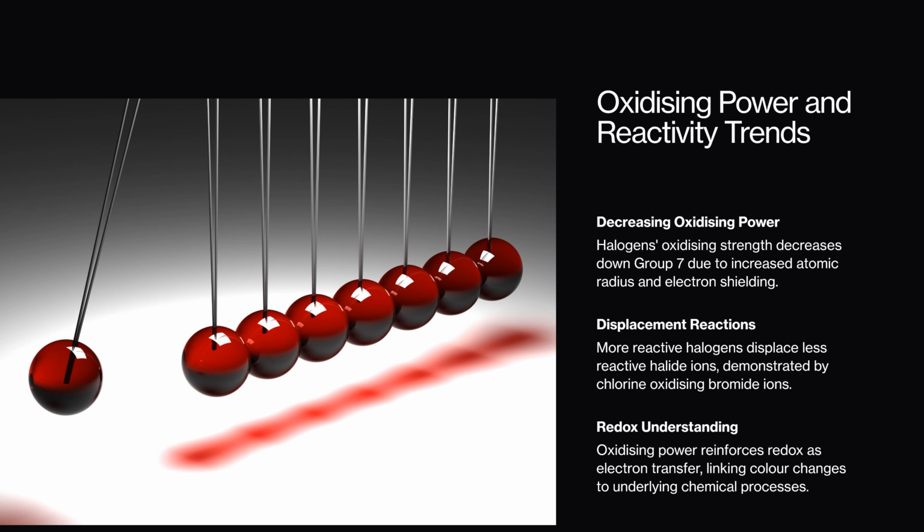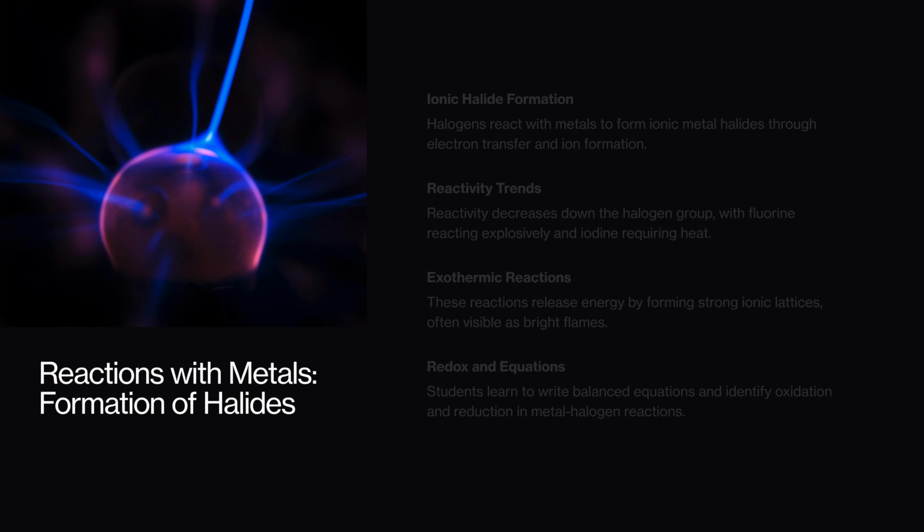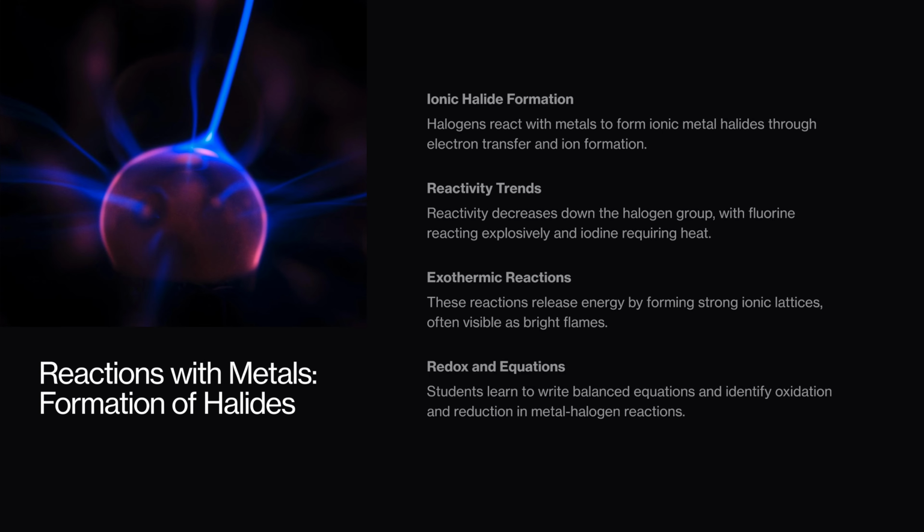This trend has important consequences for displacement reactions, where a more reactive halogen can displace a less reactive halide ion from solution. Halogens react readily with metals to form ionic metal halides, a reaction type that demonstrates both periodic trends and redox chemistry. In these reactions, the metal atoms lose electrons to form positive ions, while halogen molecules gain electrons to form halide ions. Down the group, the reactions become less vigorous, reflecting the decreasing oxidizing power of the halogens. Fluorine reacts explosively with many metals, while iodine often requires heating to react. These reactions are exothermic, releasing energy as strong ionic lattices are formed.